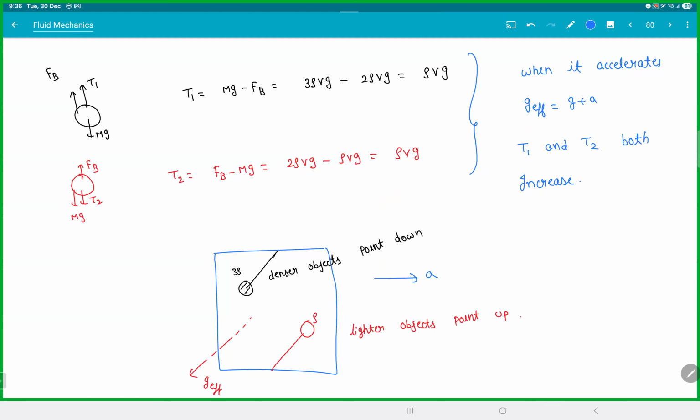Think about this thing. In a washing machine, when you wash clothes, where will the soap foam go? Will the soap foam go to the center or edges? Soap foam is lighter, right? It comes toward the center, and the clothes which are heavier will go to the edge. Clear with this? So remember like this: denser objects will be in G effective, lighter objects will be opposite to G effective.